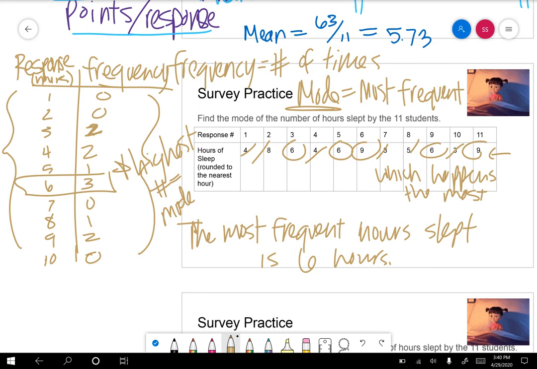Mode is the most frequent. Mode, most. Momo, okay? I did not plan that. Okay.